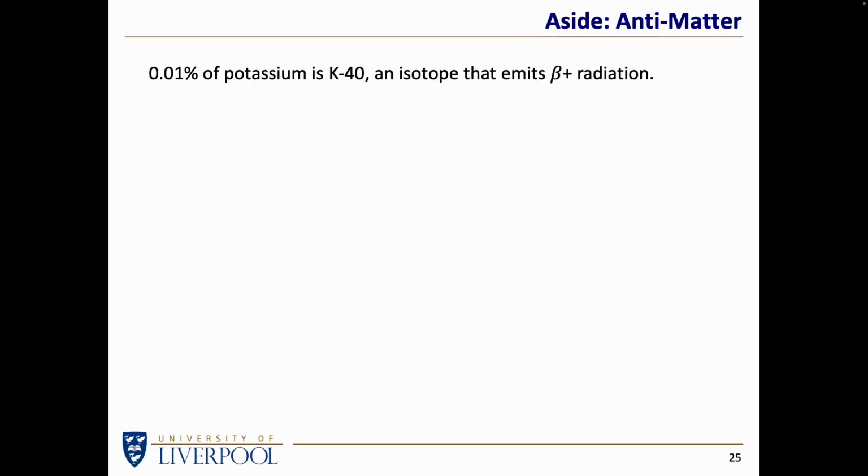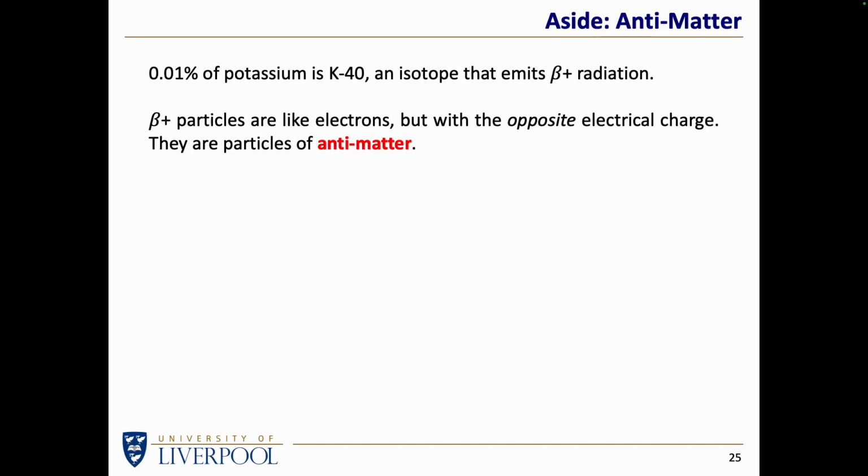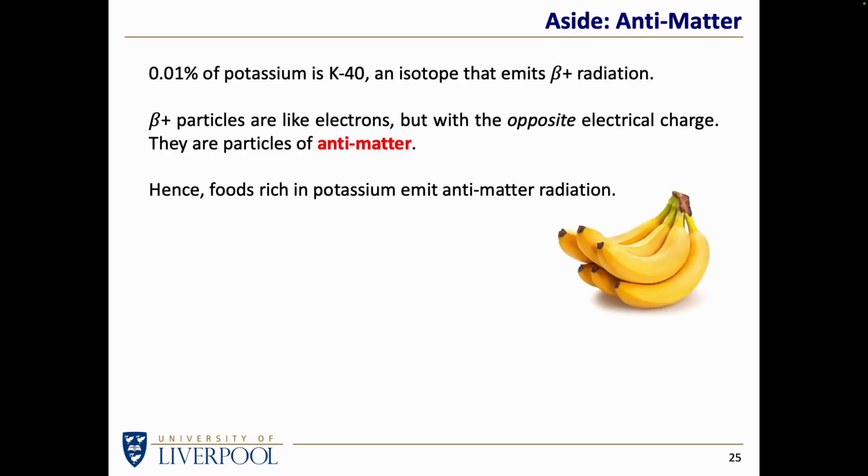And just as a little bit of an aside, a very small fraction, 0.01% of potassium, is a particular isotope. Remember, that means it's a particular combination of how many protons, how many neutrons. A particular isotope of potassium emits beta plus radiation. Beta means something like an electron, but beta plus means it's got the opposite charge to an electron. An electron has negative charge, so a beta plus is a positron, or a particle, if you wish, of antimatter. That means that anything that contains potassium is an antimatter producer. And of course, any food rich in potassium will emit antimatter.